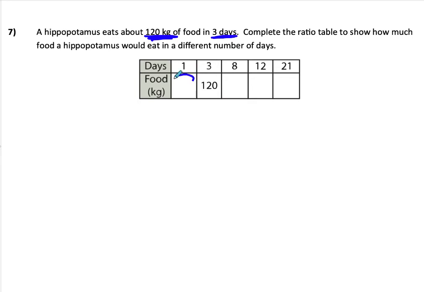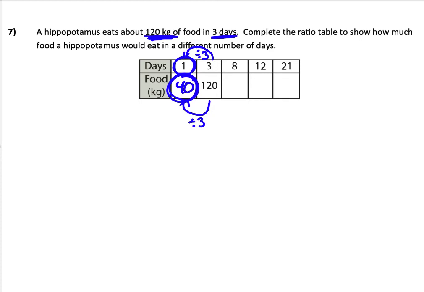So I might start with this box. I want to know how much is in just 1 day. Well, I'm going to look up here. How did I get to that 1? Well, I know the 3. 3 to 1 was divided by 3. So I'm going to do the same thing to my other number. Remember, they have to grow and change at the same rate. 120 divided by 3 is 40.